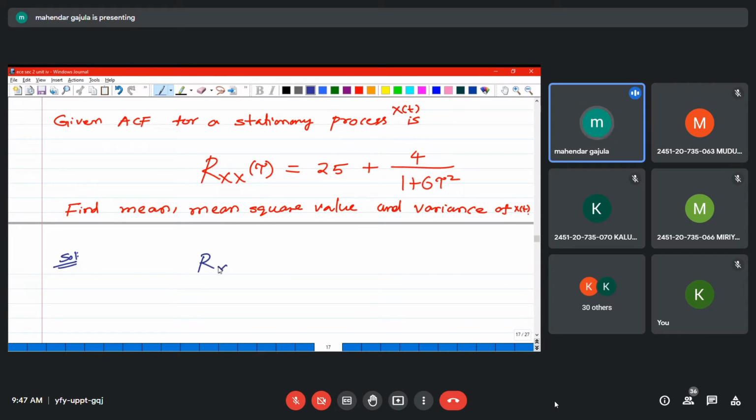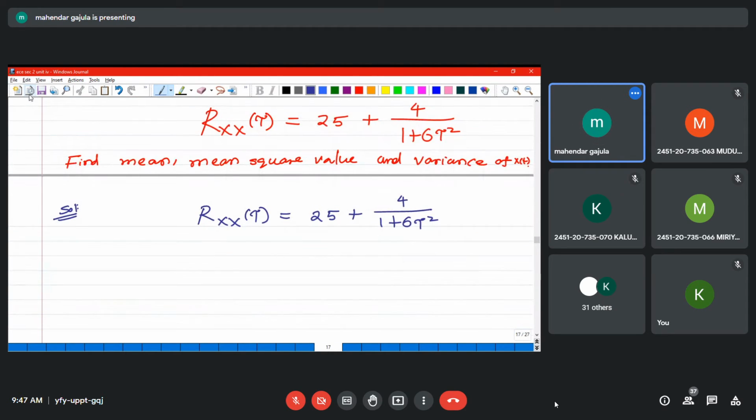So let us write the given autocorrelation function, which is nothing but 25 plus 4 by 1 plus 6 tau square. How do we find the mean square value and variance using the autocorrelation function? Tau equal to 0 gives the mean square value, sir. Very good. And what about the mean? The limit as tau tends to infinity of R double x tau gives you the square of the mean.